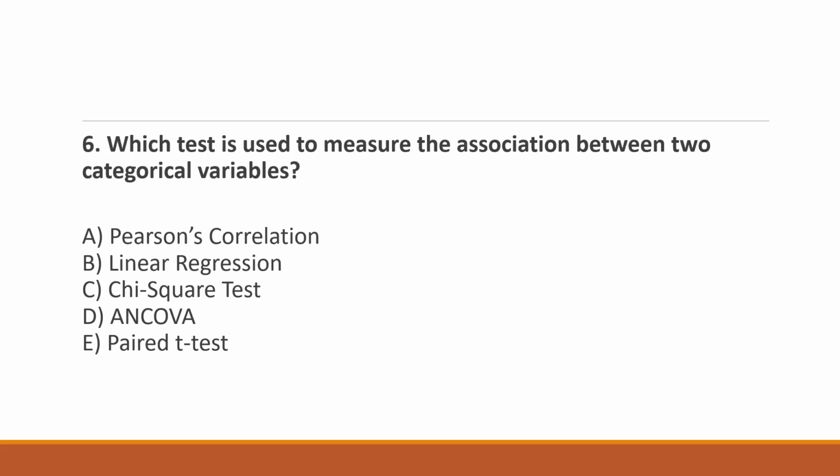Question 6: which test is used to measure the association between two categorical variables? Pearson's correlation, linear regression, chi-square test, ANCOVA, or paired t-test? It is the chi-square test, C.